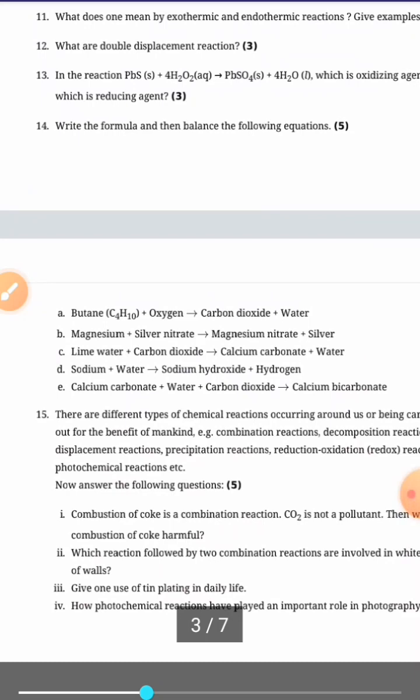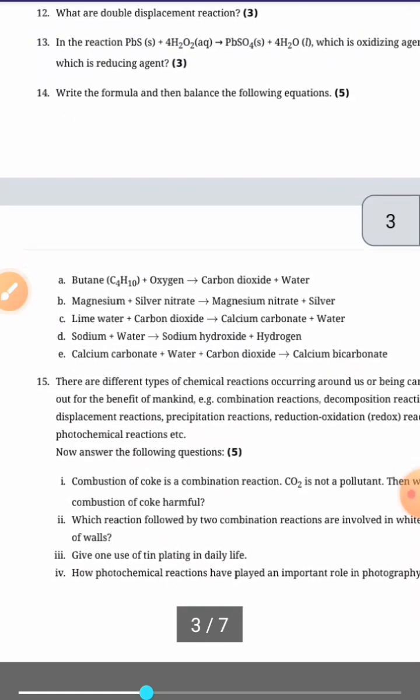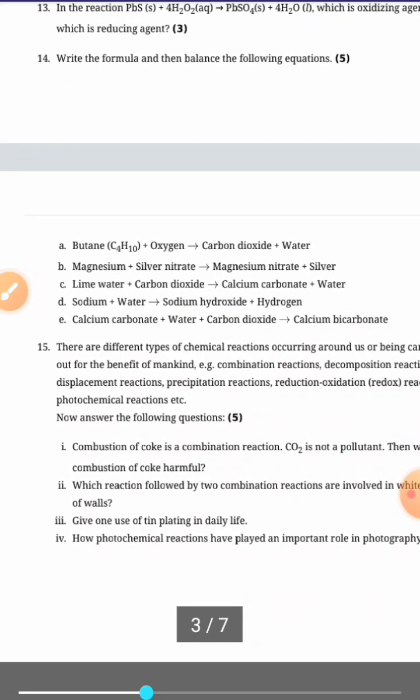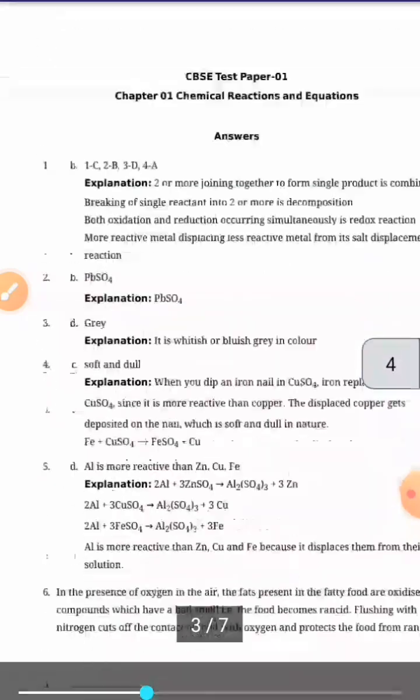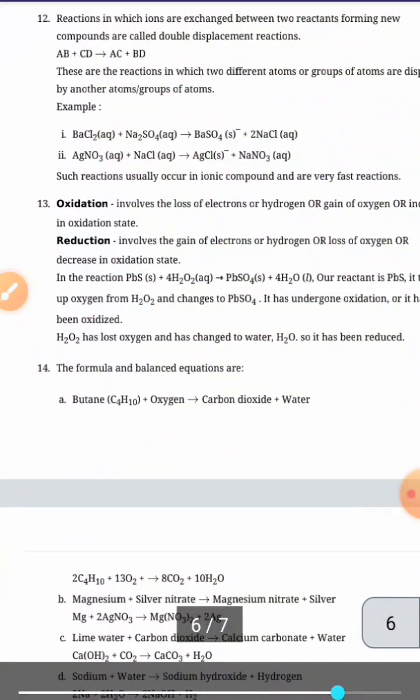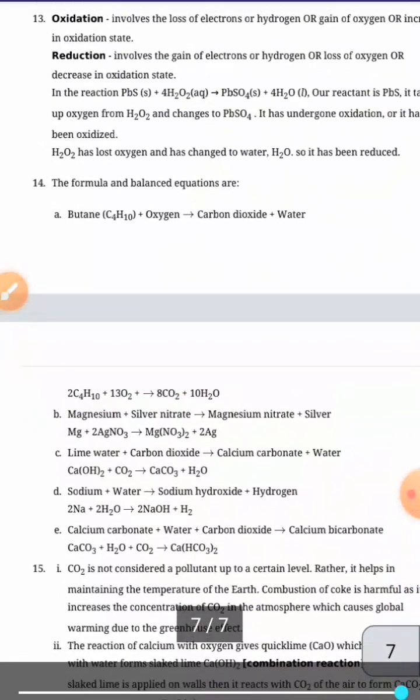Write the formula and then balance the following equations. Option A: Butane C4H10 plus oxygen gives carbon dioxide plus water.